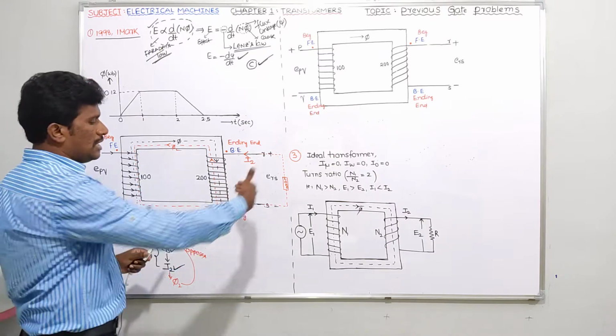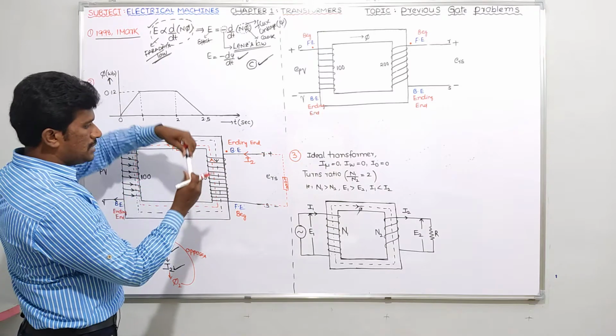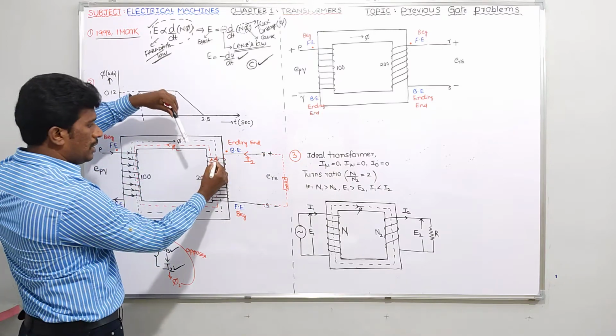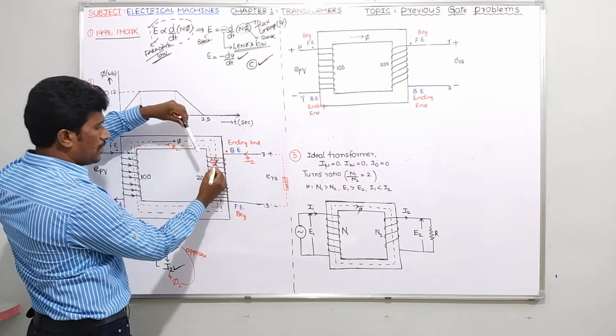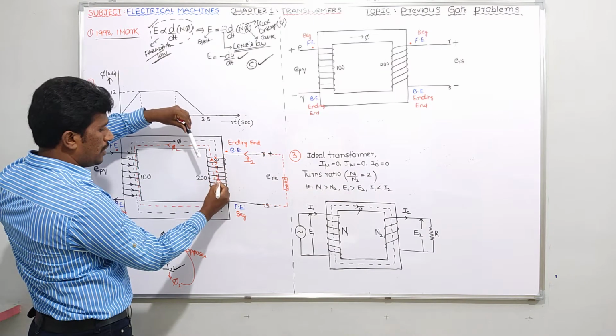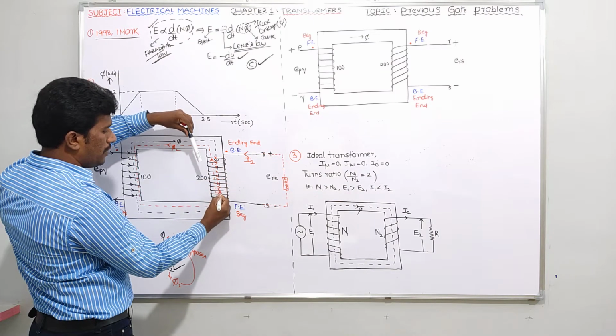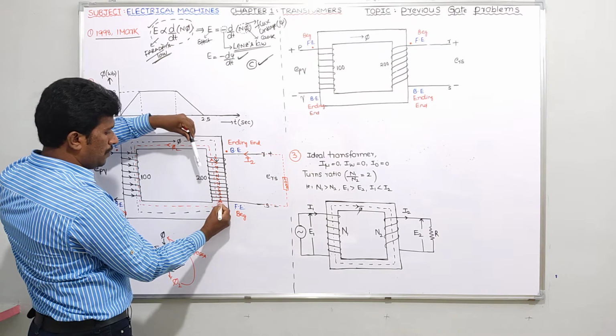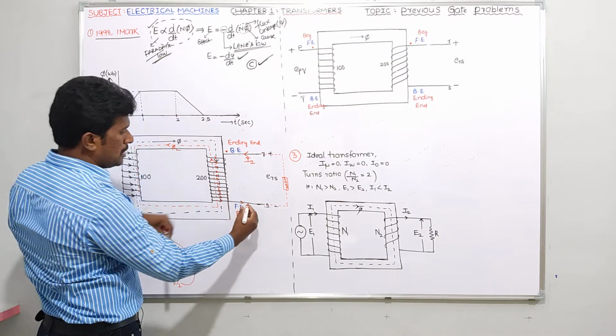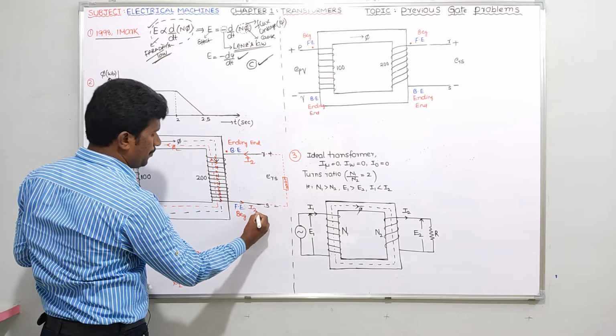Okay, now it is entering at the back end, this back end, and leaving at the front end. Entering at the back end, leaving at the front end. Yes, it is like this. This is the direction of current.